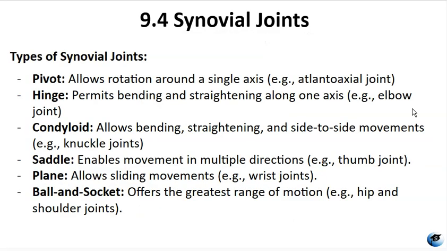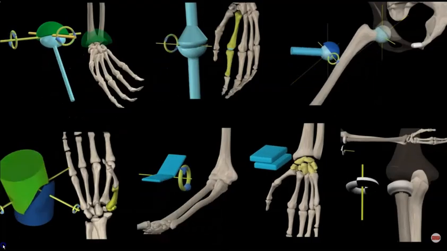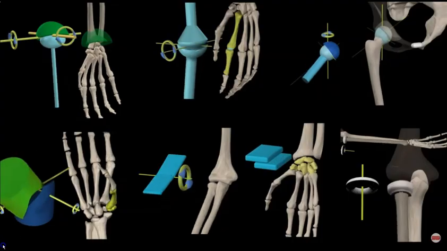There are 6 types of synovial joints that you need to be familiar with. These are pivot, hinge, condyloid, saddle, plane, and ball and socket joints. Here is a clip that is going to go over those 6 types, and we'll talk about them some more in just a moment.